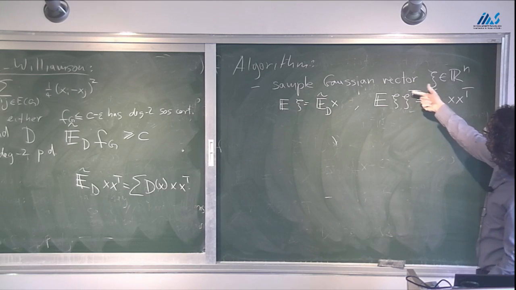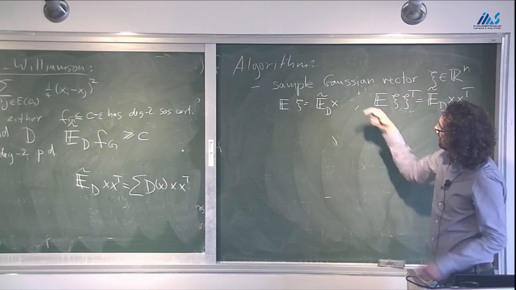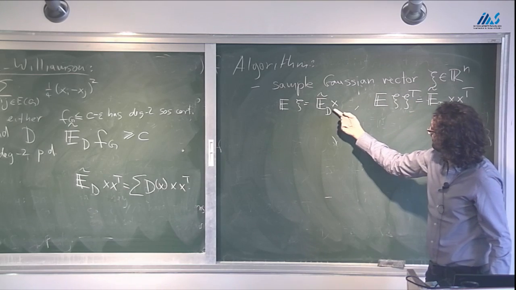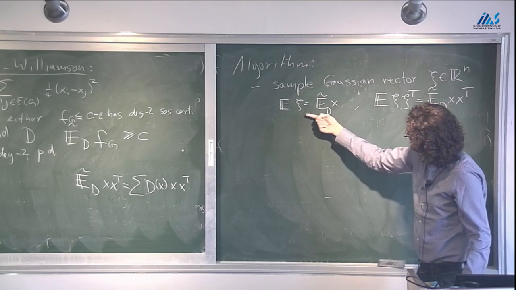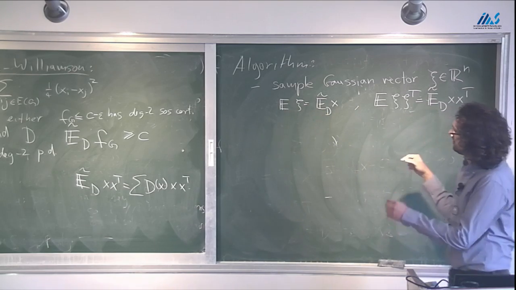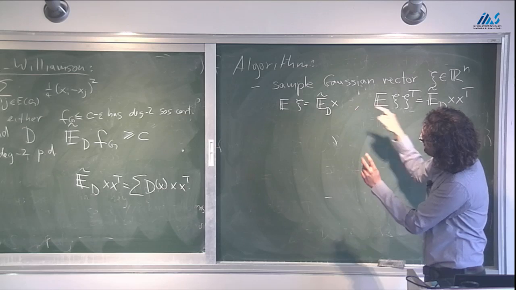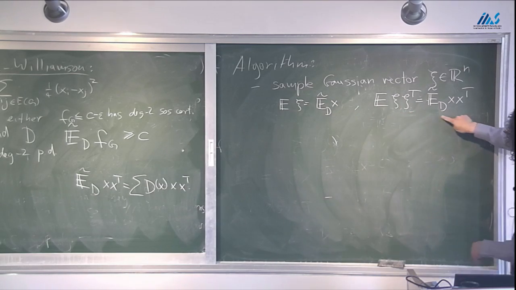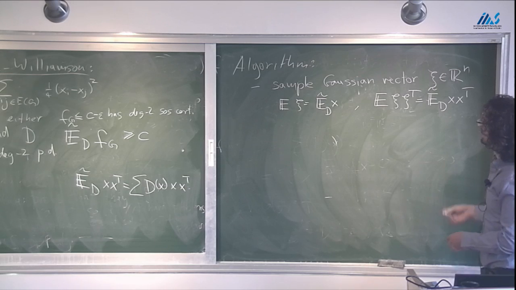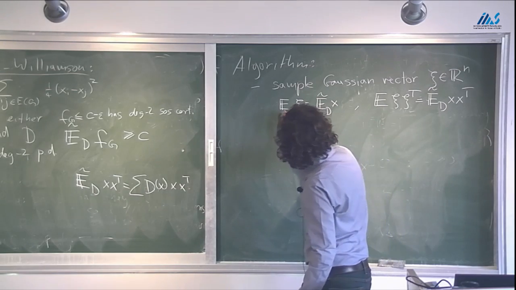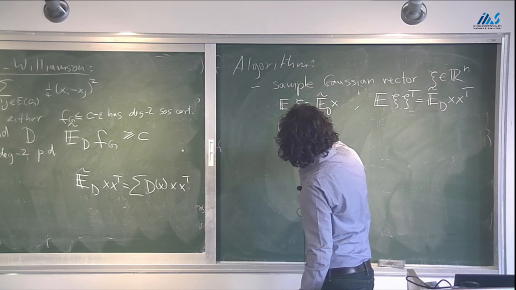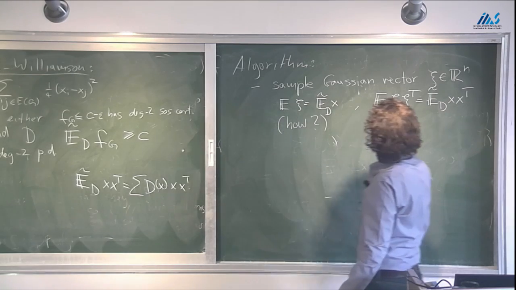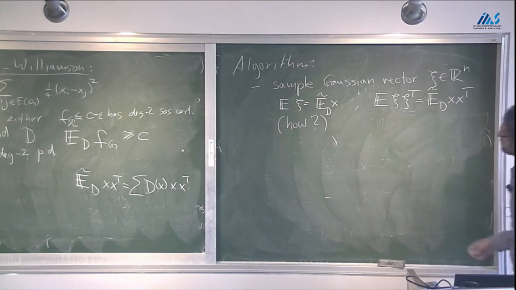And so the goal is to sample a Gaussian vector whose first moment is the same as the first pseudo-moment of x, and whose second moment is equal to the second pseudo-moment of the pseudo-distribution D. Let me delay the discussion of how you do this a little bit.